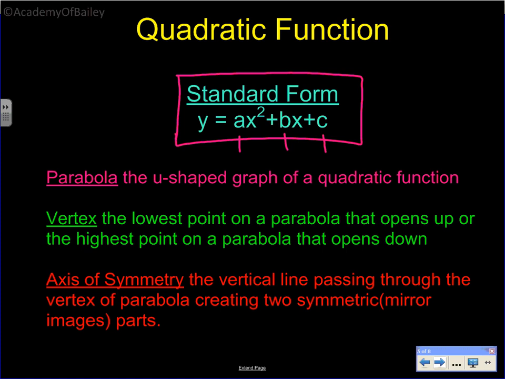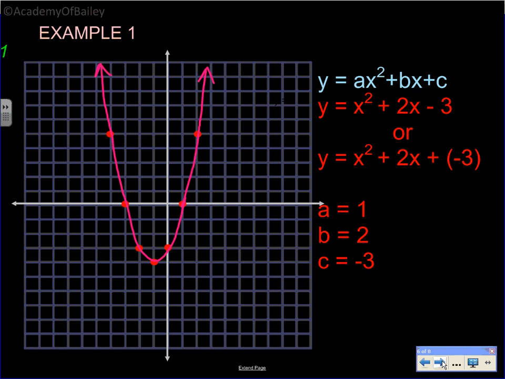The vertex is going to be the lowest point on a parabola that opens up, or the highest point on a parabola that opens down. And the axis of symmetry is the vertical line passing through the vertex of a parabola, creating two symmetric parts, or mirror images of each other. I think the next page I have here shows you those.